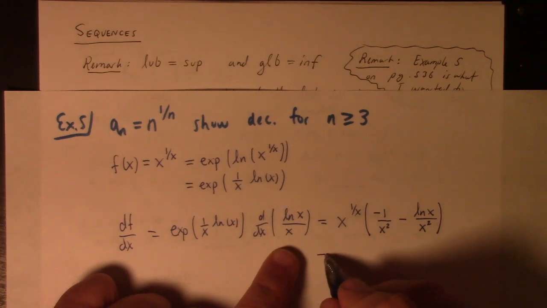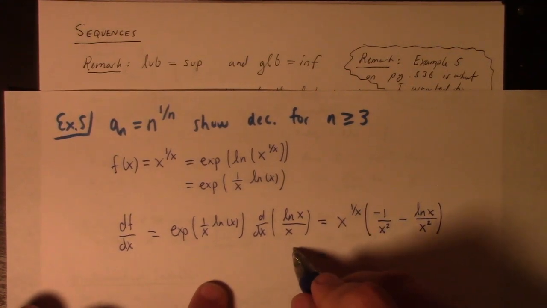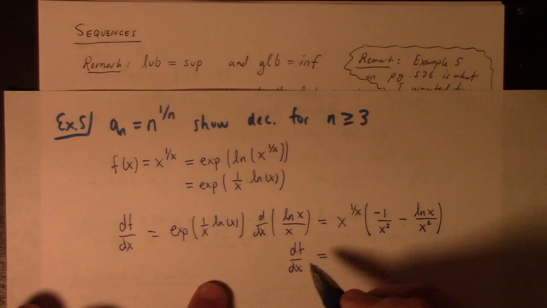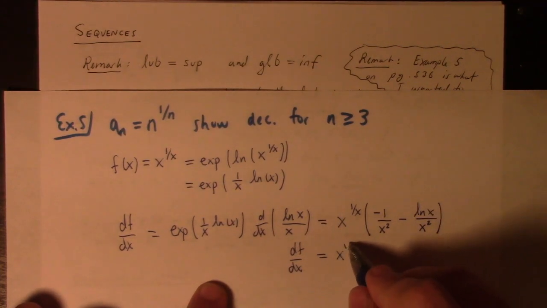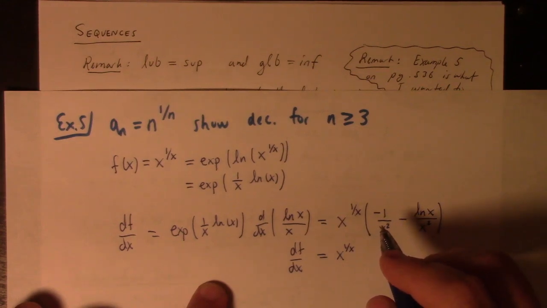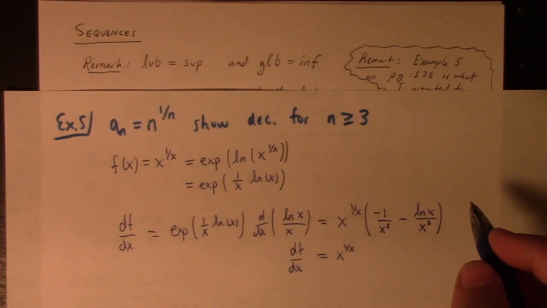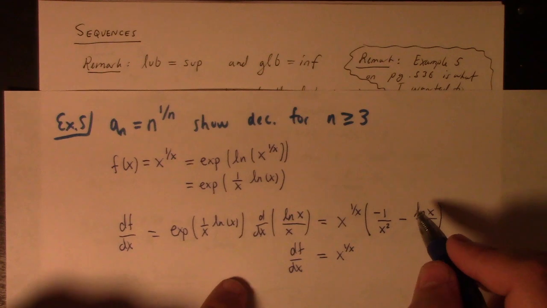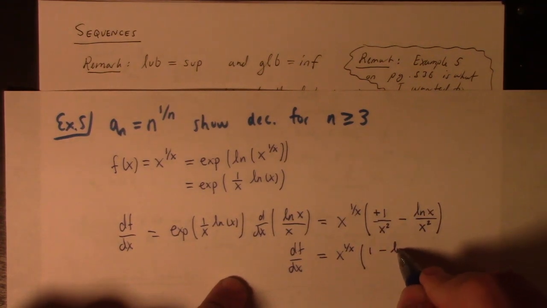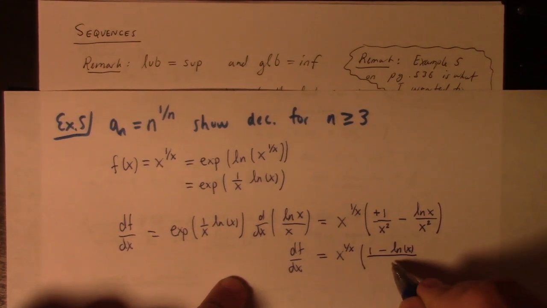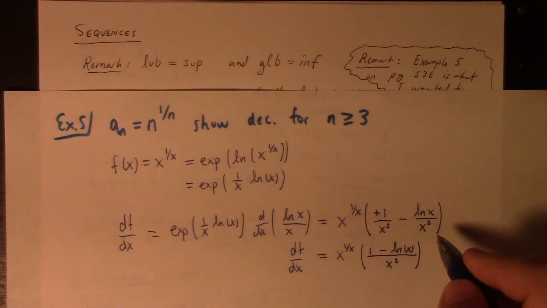In any event, you can see that df dx is equal to, we got here, x to the 1 over x times, I think I made a sign error. Oh yeah, there's no minus on the first one, that's a plus. Times 1 minus the natural log of x over x squared. Okay.